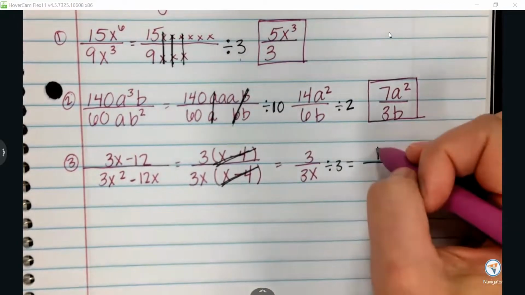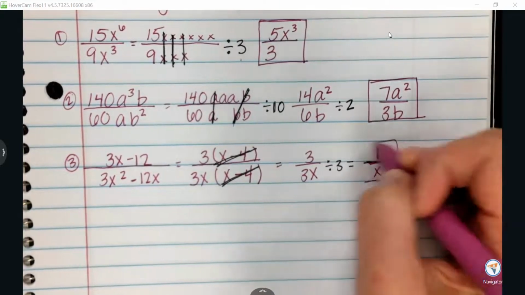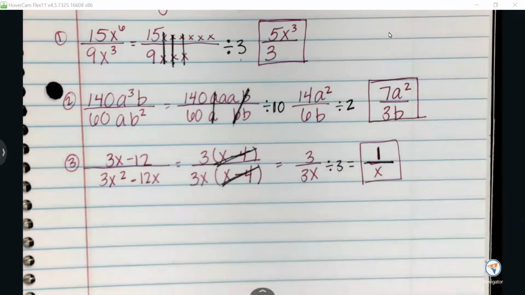I don't know why my pen changed colors there. What is in the denominator? X. So my answer is 1 over x. Okay. All right, we're going to try one more.